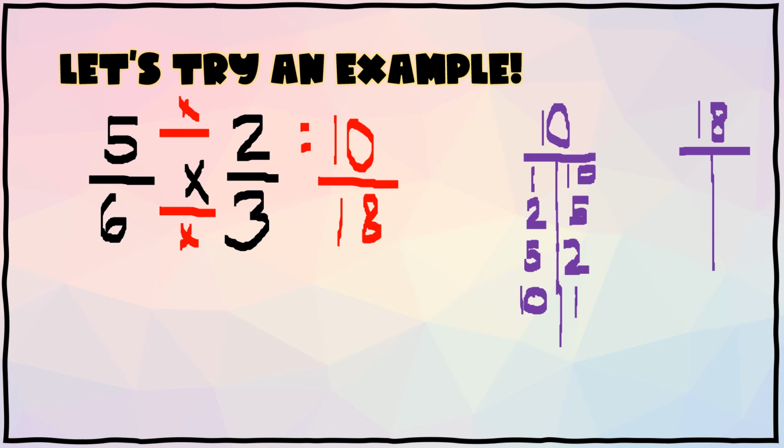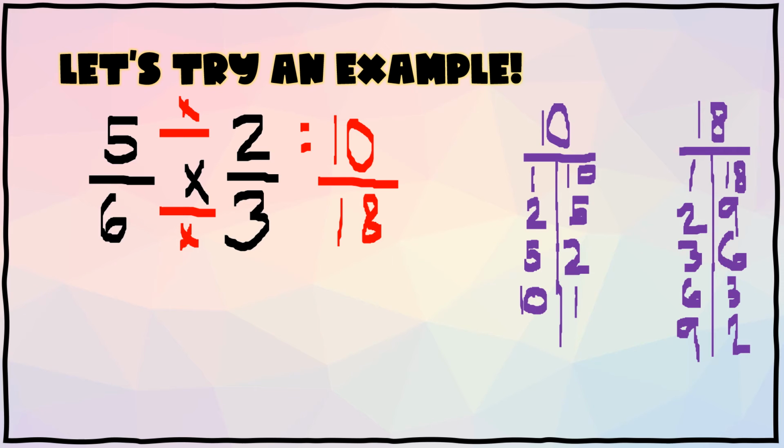For 18, I'm going to extend my line here. 18, I have 1 times 18. I have 2 times 9, 3 times 6, 4 can't go into 18, neither can 5. 6 can, 3 times, 6 times 3. 7 can't go in, 8 can't go in, 9 can go in 2 times. And then we have 18 and 1.